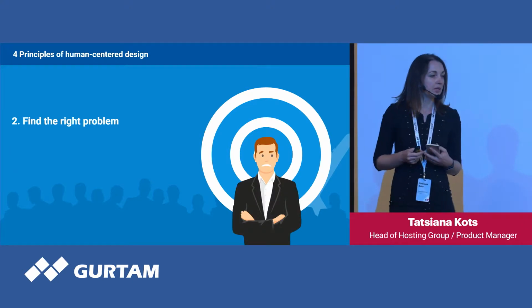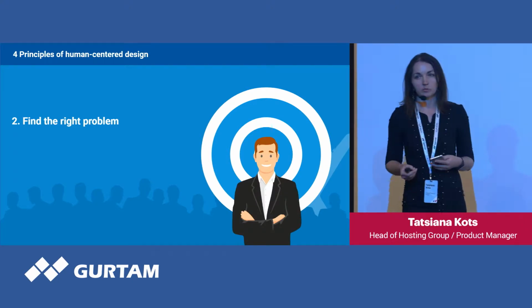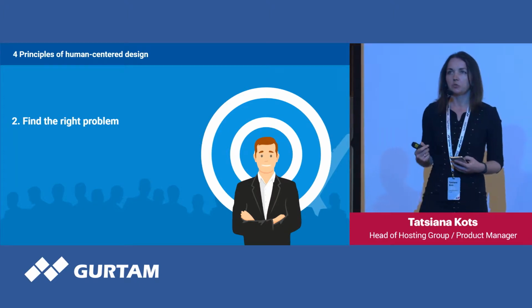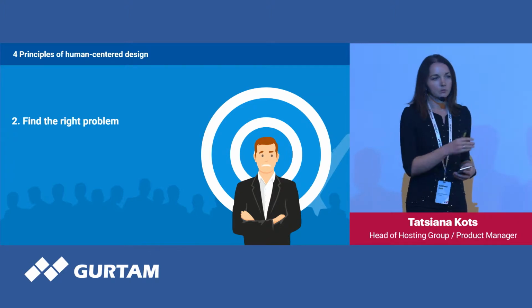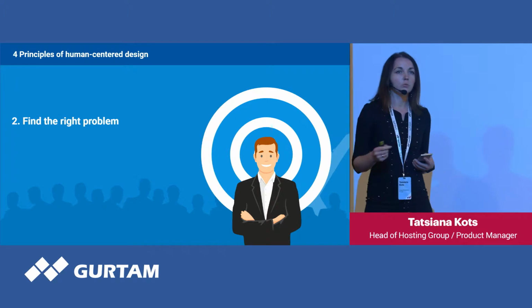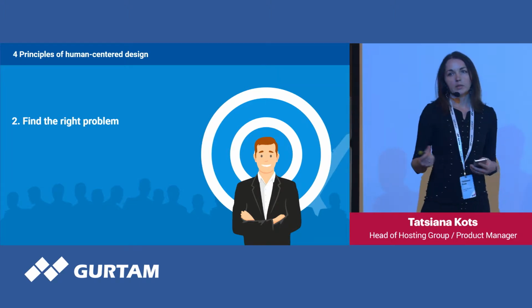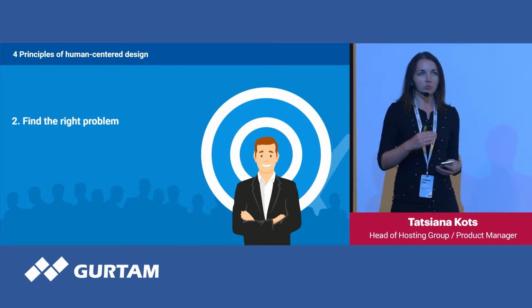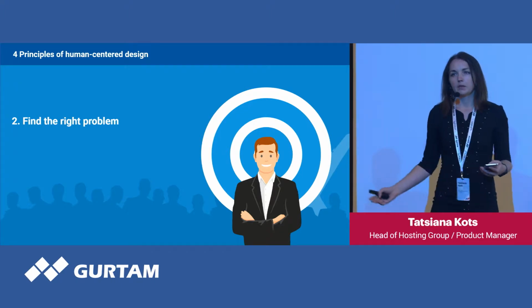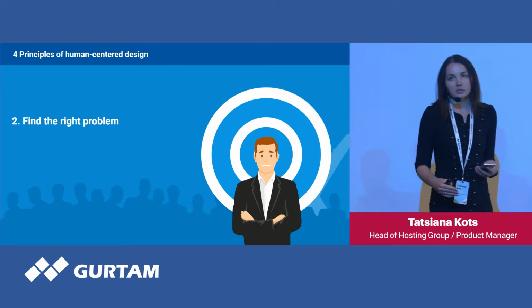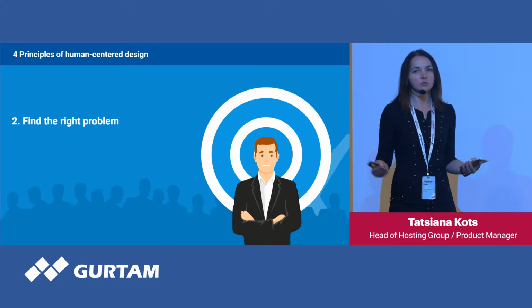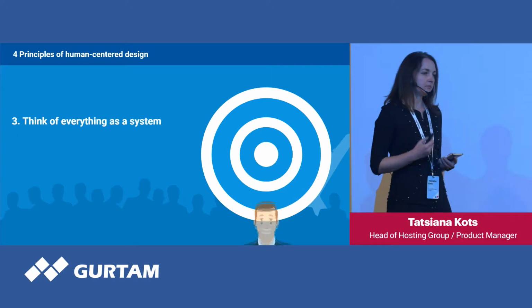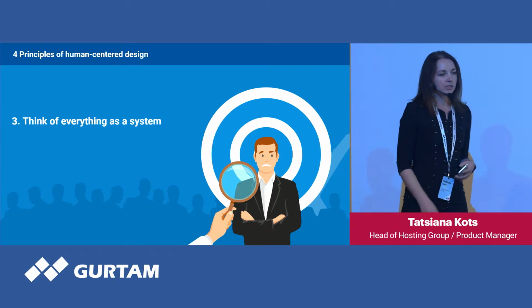The second principle is find the right problem, because sometimes we don't see the whole picture. We try to solve just a symptom of some problem, but only when we find and solve the root of the problem may we be sure that the problem is solved. Otherwise, we may do something that does not solve the problem of these people, and he will be unhappy.